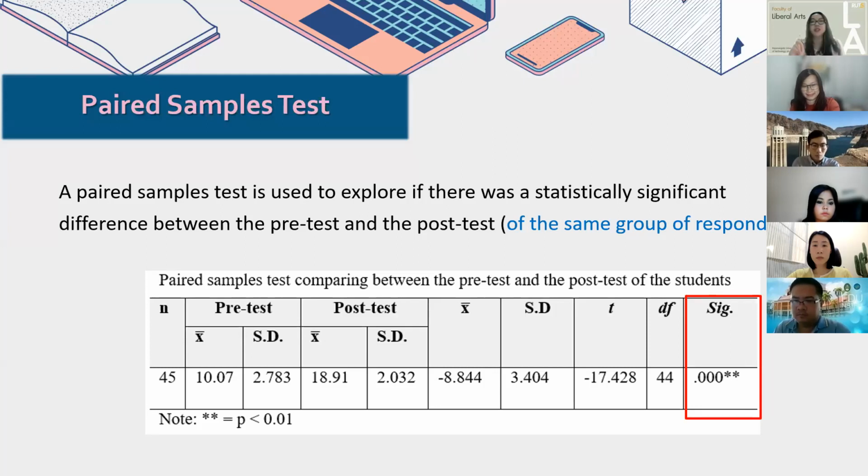Okay, and when you interpret the data, you will see here in the red box is a statistically significant difference. So it means the intervention that you provided works in this study. So the post-test is higher than the pre-test, something like this.